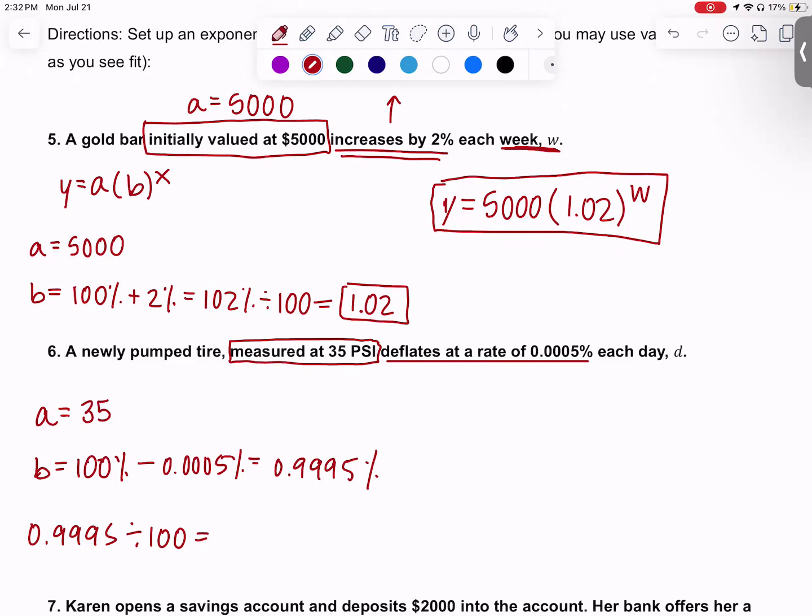Sorry, that's 0.009995. So y equals your initial value, 35, times your b value, 0.009995 to the power of d.